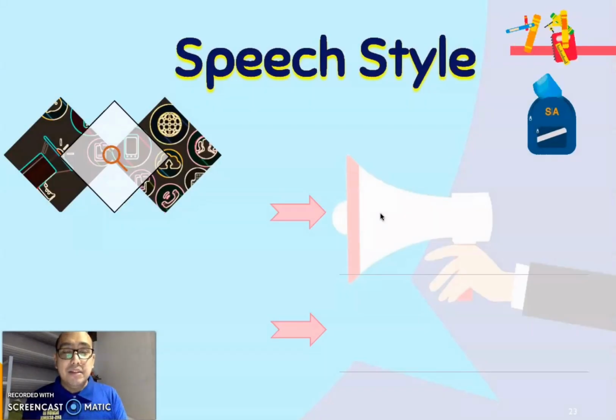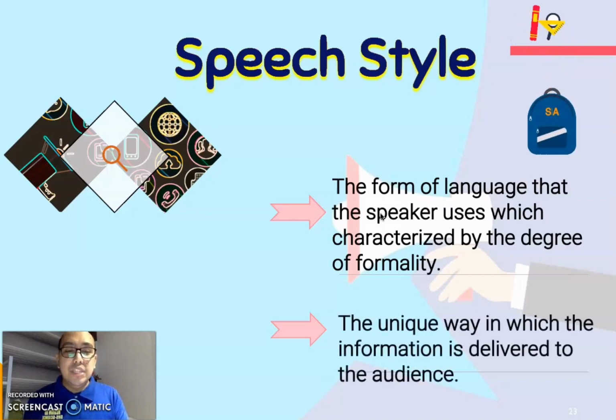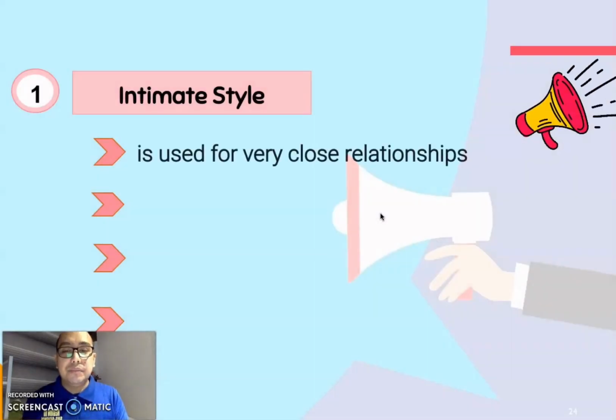Now, let's talk about the different speech styles. It is the form of language that the speaker uses, which is characterized by the degree of formality. So, the unique way in which the information is delivered to the audience. So that's what we call the speech styles. The first one is the intimate style. It is used for very close relationships.